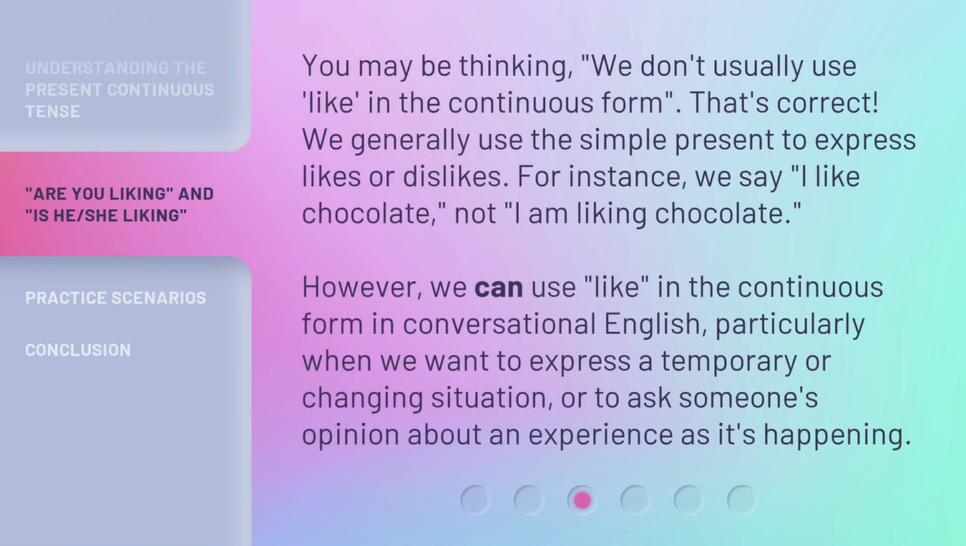You may be thinking, we don't usually use "like" in the continuous form. That's correct. We generally use the simple present to express likes or dislikes. For instance, we say, "I like chocolate," not, "I am liking chocolate." However, we can use "like" in the continuous form in conversational English, particularly when we want to express a temporary or changing situation, or to ask someone's opinion about an experience as it's happening.